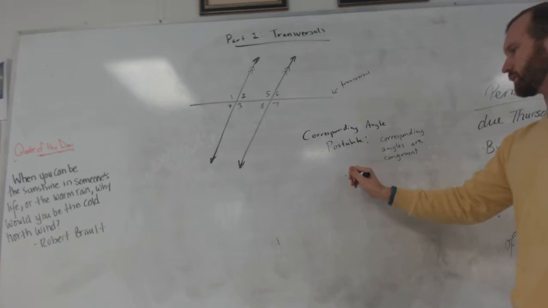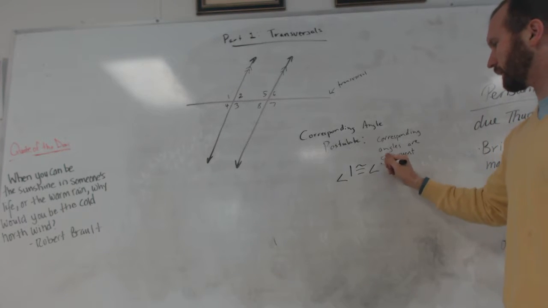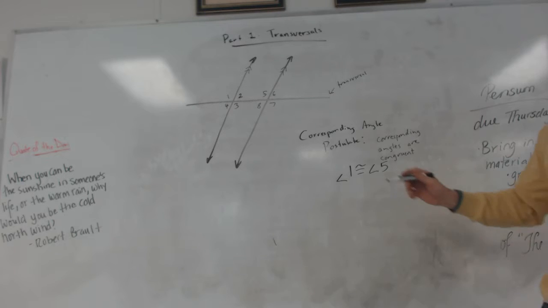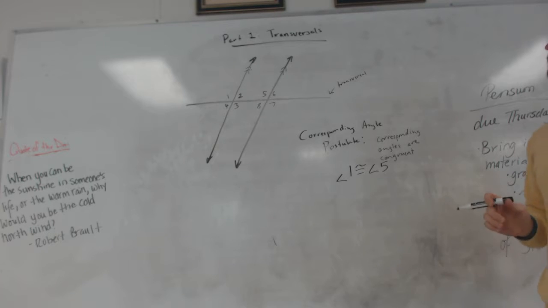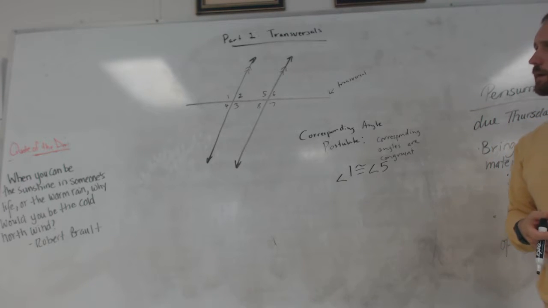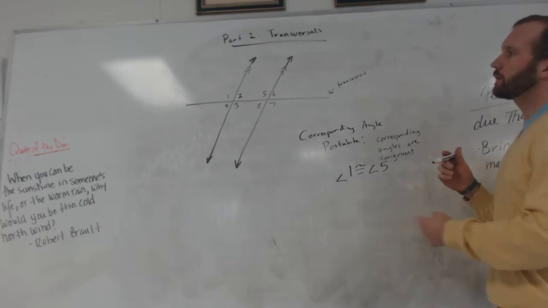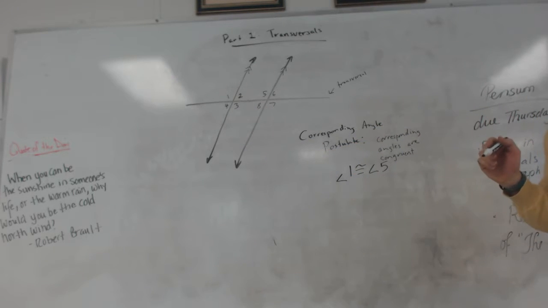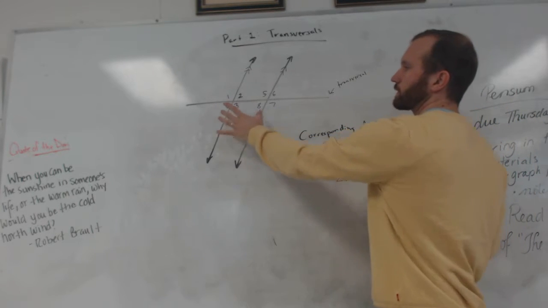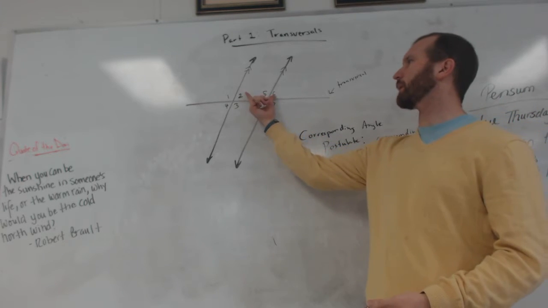Or if we wanted to show this mathematically, we would say angle 1 is congruent to angle 5, because those are corresponding. What else could we show? What are some other corresponding angles? Angle 1 and angle 7. Okay, hold on. We're not there yet. Or 3 and 7. 3 and 7 are corresponding angles, so those would be congruent. What else are corresponding angles? 4 and 8 are congruent because they're corresponding. There's one more set. 2 and 6. 2 and 6 are corresponding, so they're congruent.